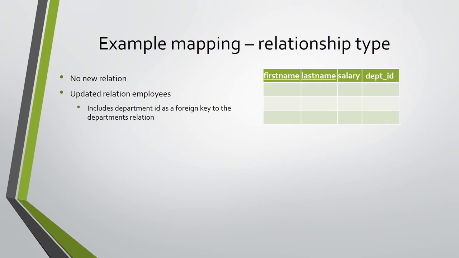Now we move on to the mapping of the relationship type for works in. The relationship type works in is a many-to-one relationship type. The entity type on the many side is employees, and the entity type on the one side is departments. Therefore, we do not form another relation, but we update the employees relation to include, as another attribute, the key of the department's relation. This new attribute is a foreign key to the department's relation. Please note that for clarity, we use a different name for this attribute. This is not a problem, as the attributes that are foreign keys do not have to use the same name as the key attribute of the other relation.